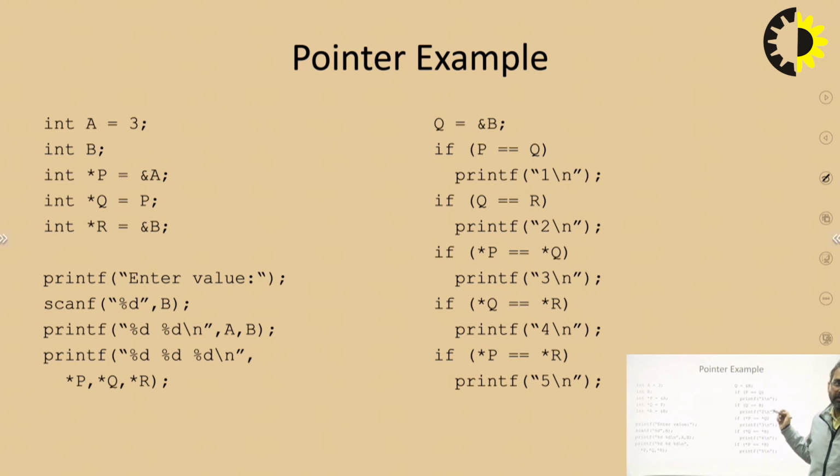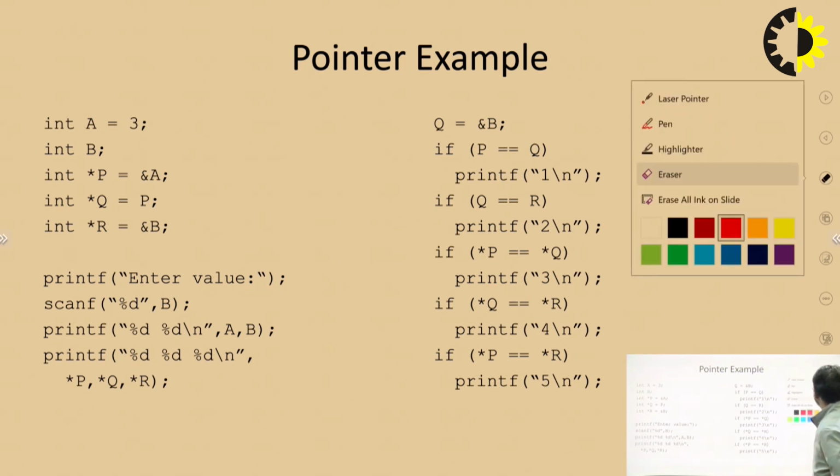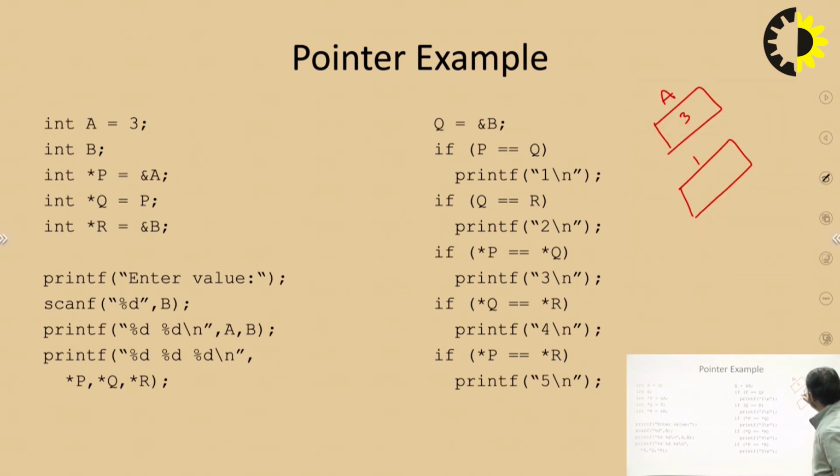Now here we are using a pointer. We are seeing a pointer example. In this particular example, we are declaring a variable a. Suppose we are declaring a variable a that consists of the value 3. Then again we are declaring a variable b, that is a pointer. Sorry, that value is not initialized at this particular time.